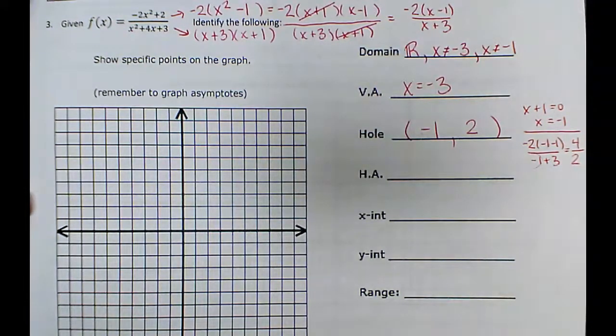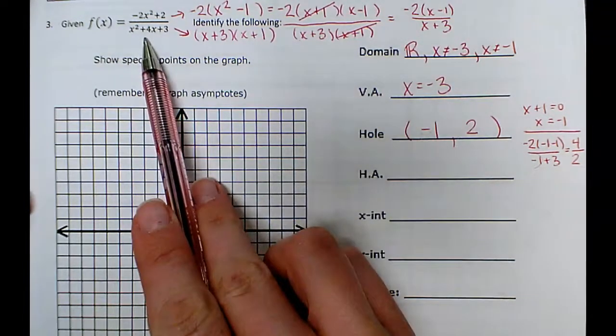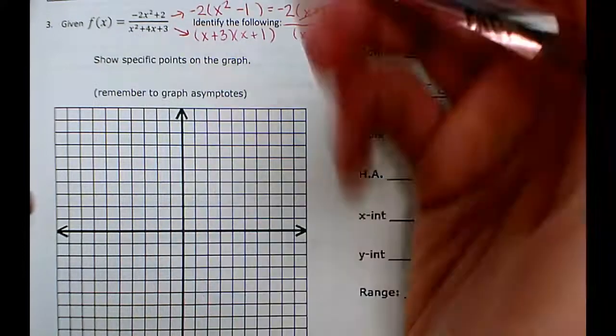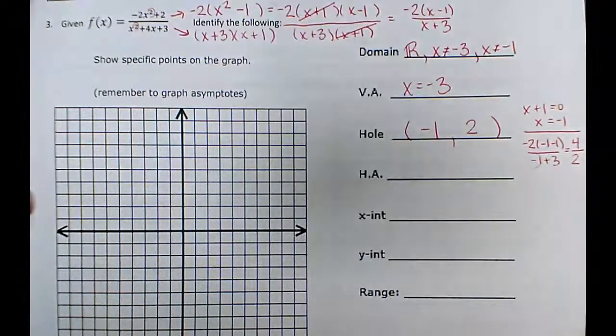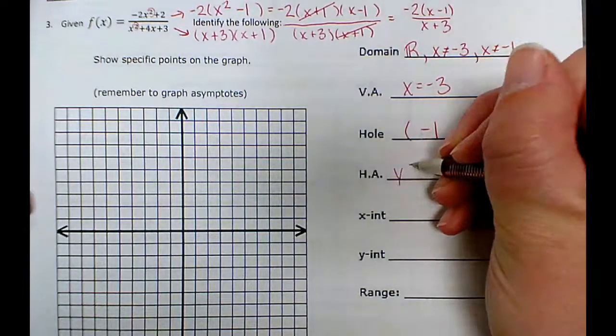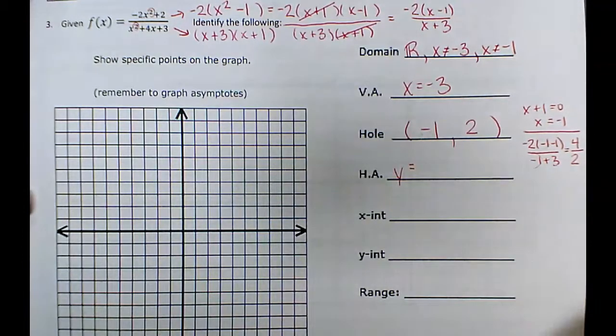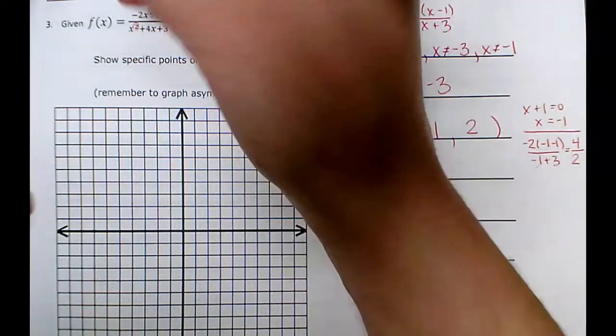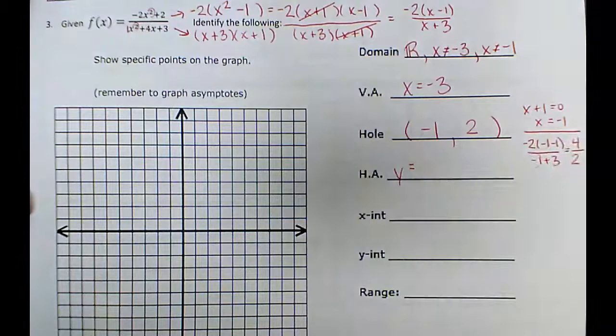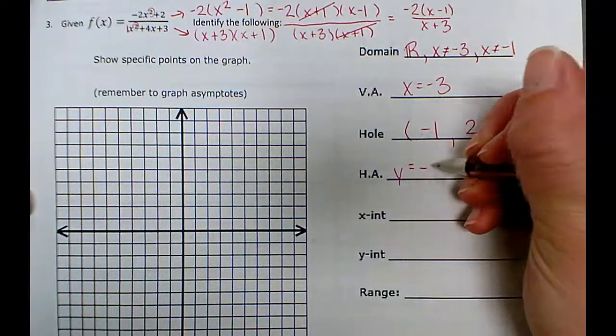The horizontal asymptote comes from the degrees of the numerator and denominator. It's easiest to look at the original function. The degree of the numerator is 2. The degree of the denominator is 2. They're the same, so that means that you need to create a ratio of the coefficients. The coefficient of the leading term is negative 2 on the top and 1 on the bottom. So negative 2 over 1 is negative 2.